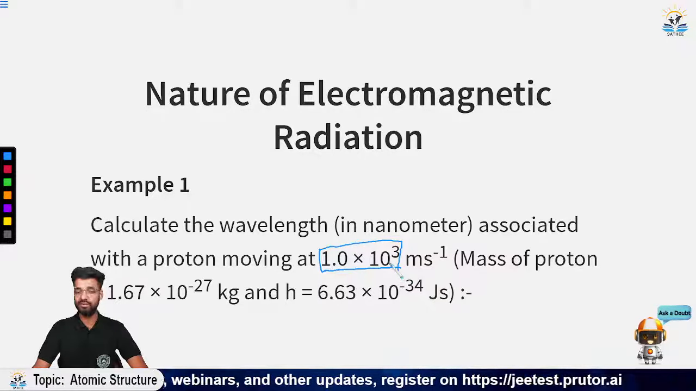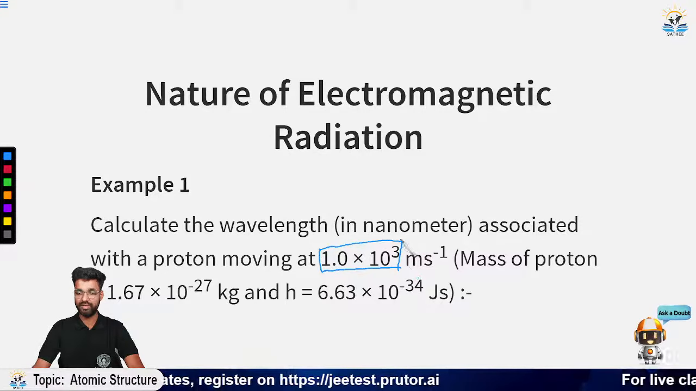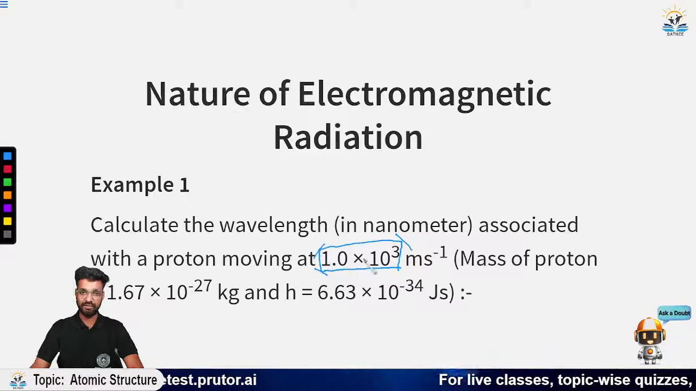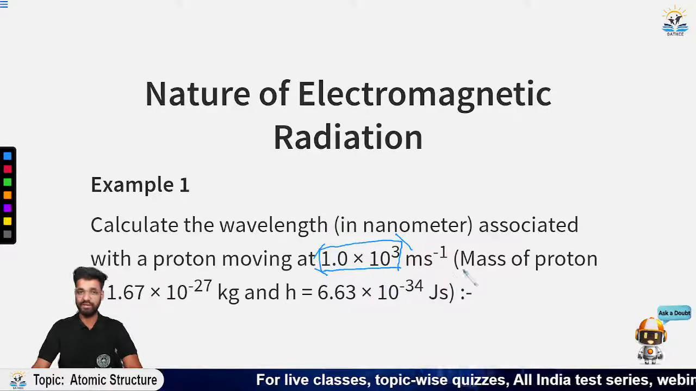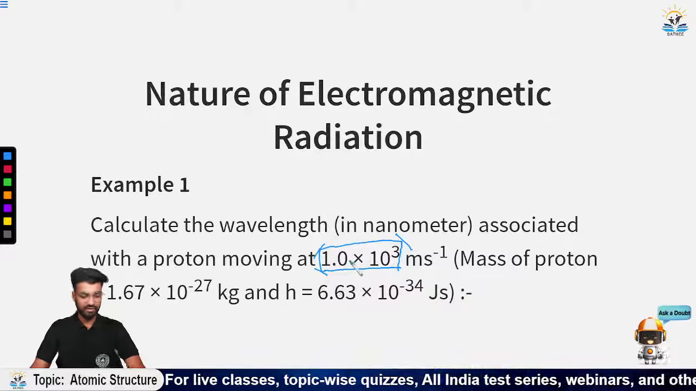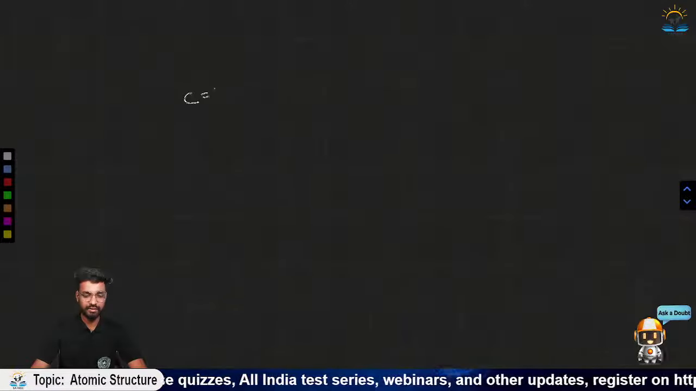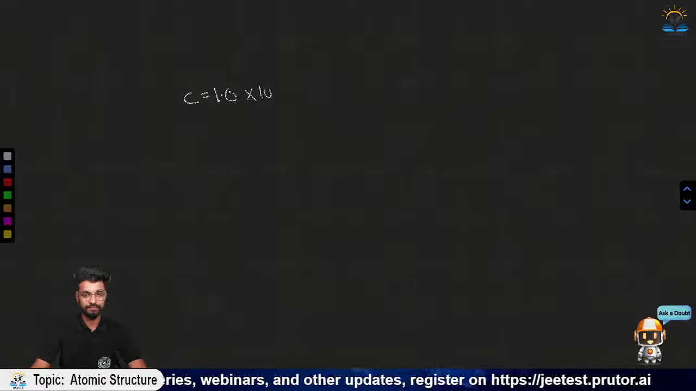So it depends upon the question. It is just the assumption taken by the examiner. It can be changed only if it is mentioned, but until it is mentioned, it will always be 3 into 10 to the power 8 meter per second. Here it is given that C is 1.0 into 10 to the power 3.